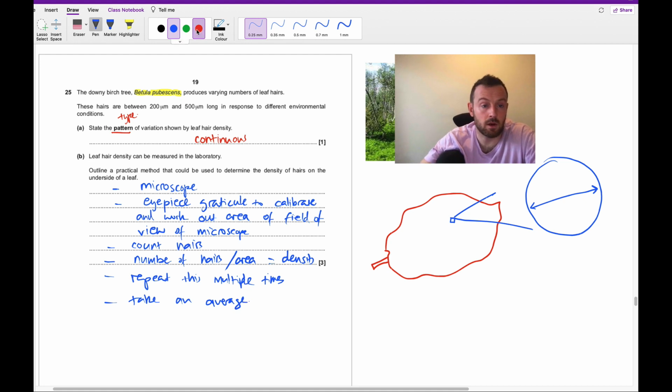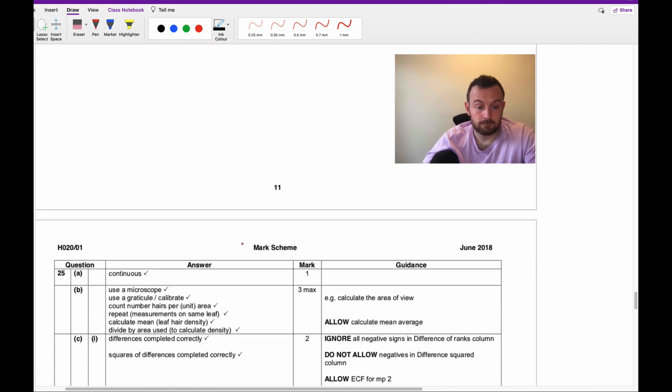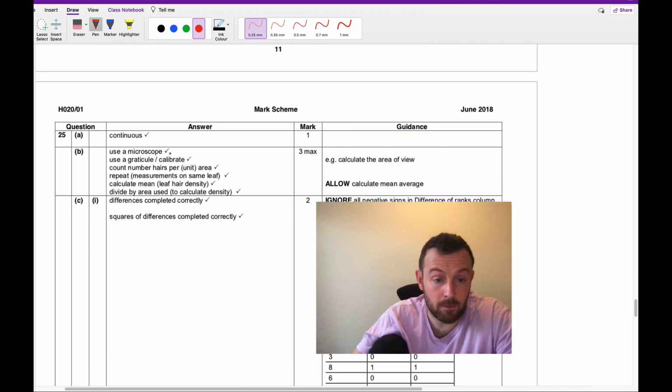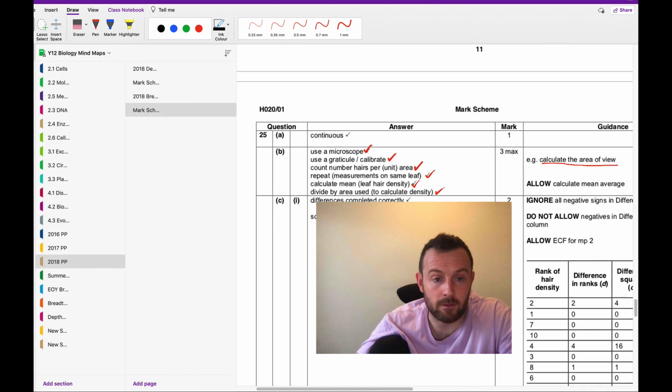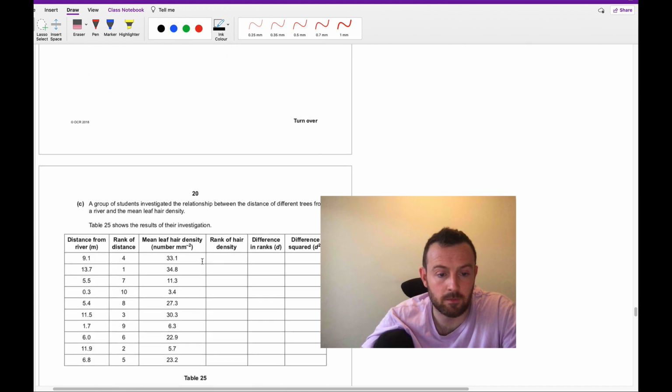Let's check the mark scheme. Okay, microscope, yep. Graticule to calibrate or calculate the area of view. That's what I said. Count the number of hairs. Divide by the area to get the density. Yeah, I said all these things. Okay, right. I think some statistics is coming up.